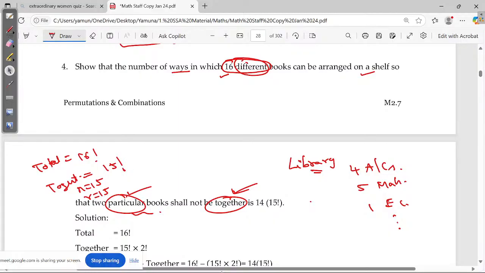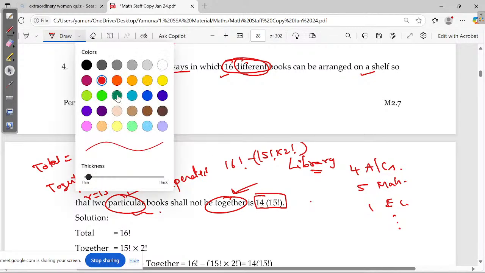But what about these particular books? Book 1, book 2 or book 2, book 1. You go for left to right arrangement, right to left arrangement. If you go for left to right arrangement, book 1, book 2 will be there. If you go for right to left arrangement, book 2 and book 1 will be there. So the order is different, right? So that can be done in 2 factorial ways. Now the question is about not together, which is separated. So this is 16 factorial minus 15 factorial into 2 factorial. Is it okay? But now the question asked here is to show that it is 14 into 15 factorial. Just a small simplification is enough.